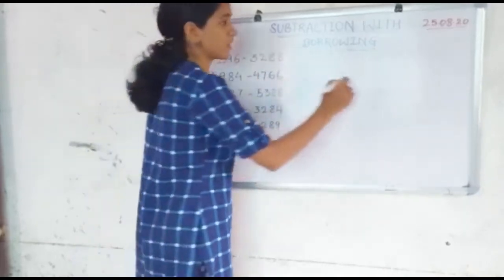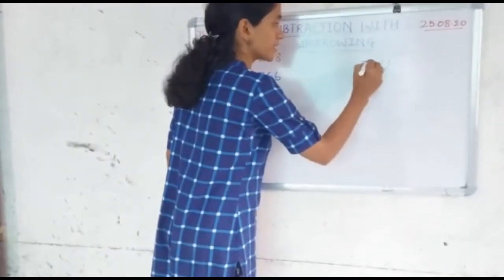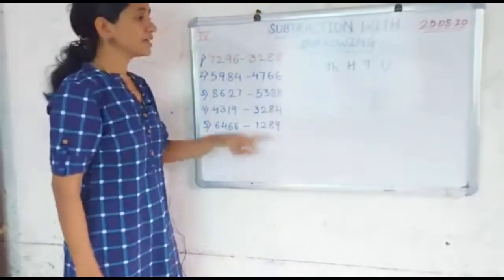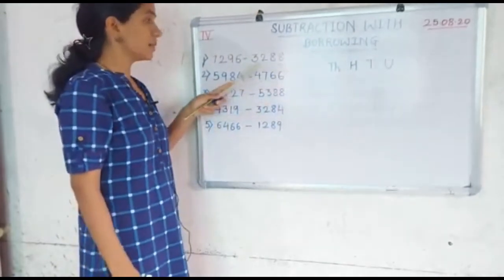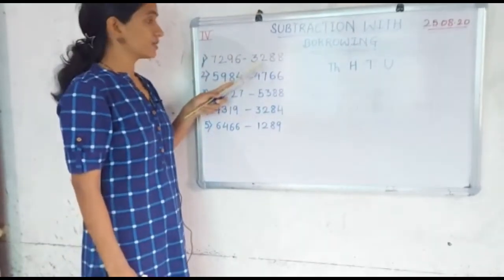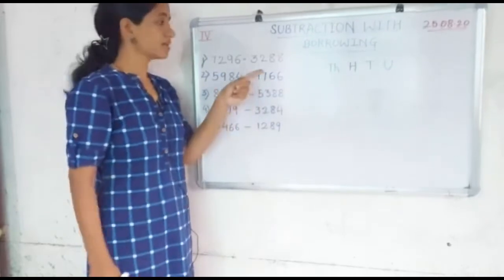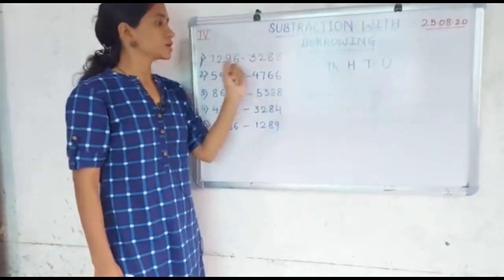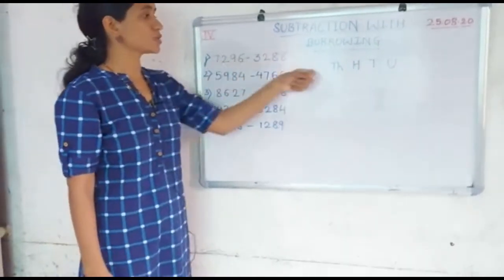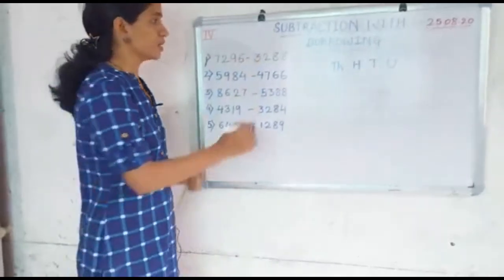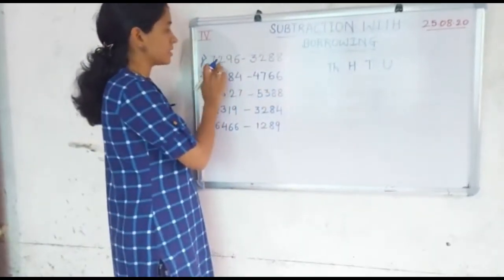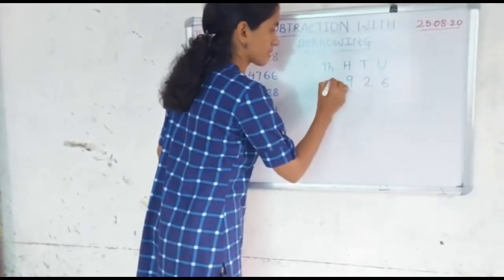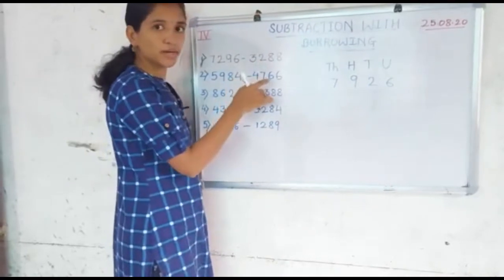before writing these numbers in vertical form we will put the place values first. So units, tens, hundreds, thousands. Here I have written only 4 place values because the numbers are 4-digit numbers. If the numbers are 3-digit numbers, then you have to write the place values till hundreds only. So here the 4-digit numbers are there, so I have written only till thousands. So we will write the numbers now. 7296 minus 3288.